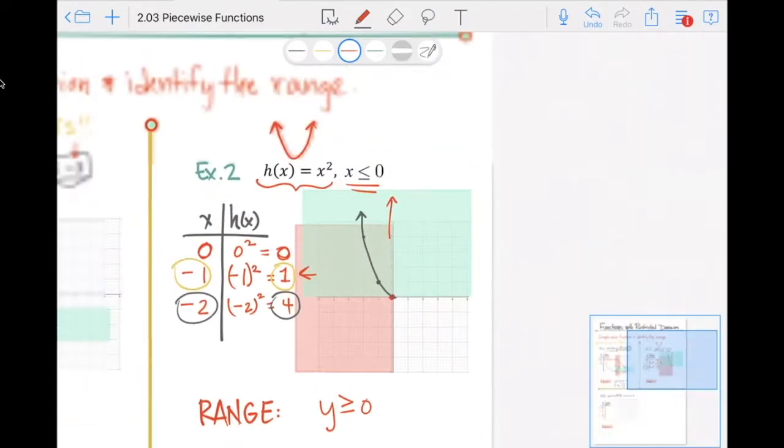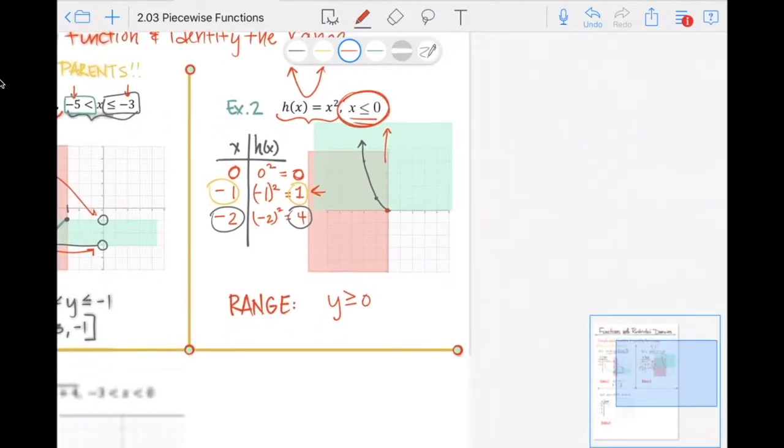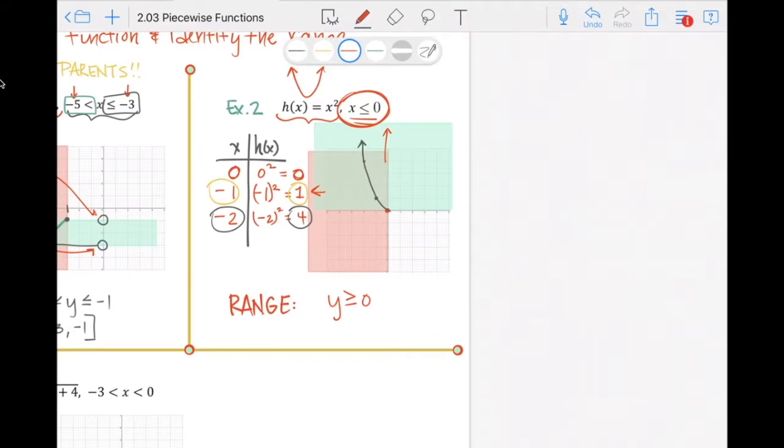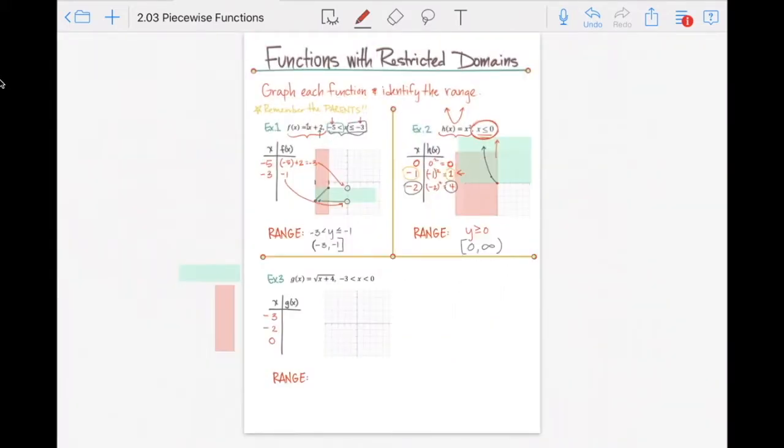Why is it equal to? Because that 0 is included in the domain, so it's also going to be included in the range here. So if we were to write that in interval notation, our lowest number is 0, keeps going forever to positive infinity. 0 is included, so we need a bracket. Infinity can't be included, so we always need a parenthesis. All right, let's go on to example 3.